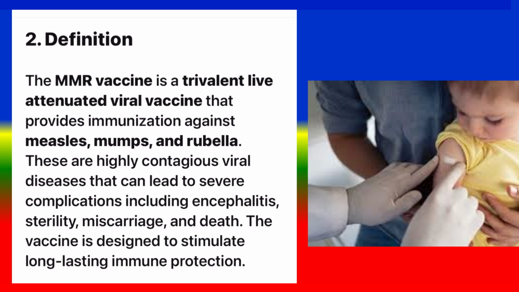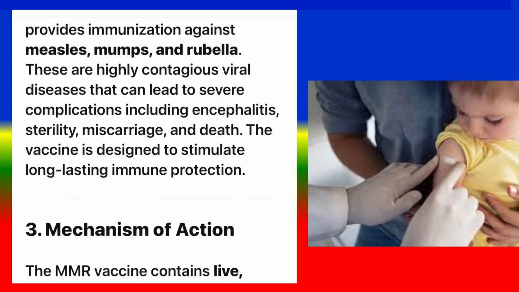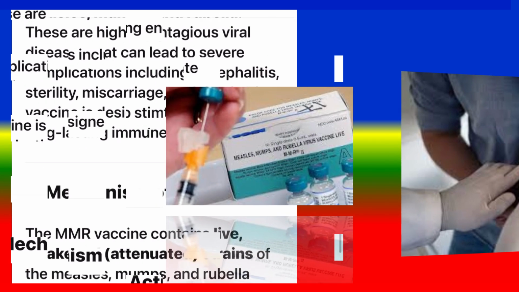and rubella. These are highly contagious viral diseases that can lead to severe complications, including encephalitis, sterility, miscarriage, and death. The vaccine is designed to stimulate long-lasting immune protection.